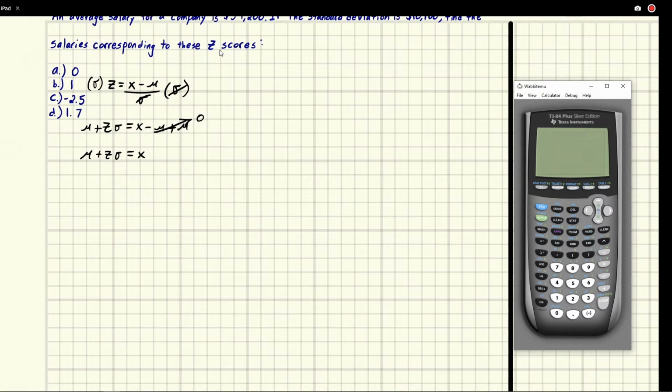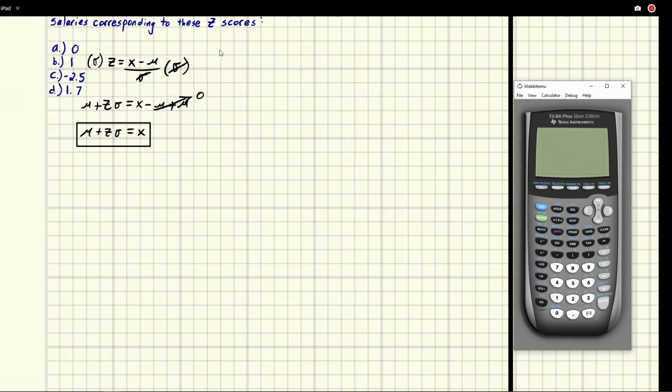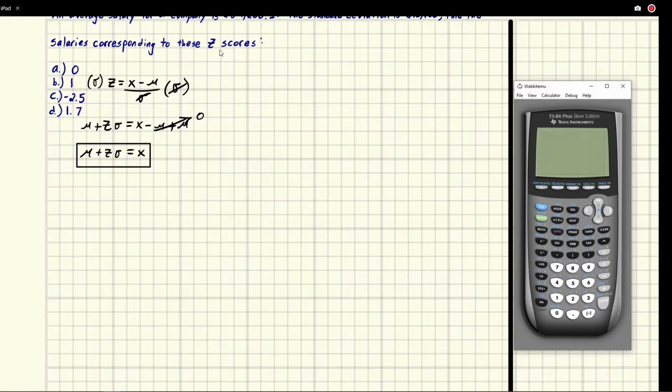So this is the formula. This is the formula that we need. And you might look on your chart. It might be organized a little differently, right? But it's going to be the same formula. So now what we can do is we can find the values that go with these various things.